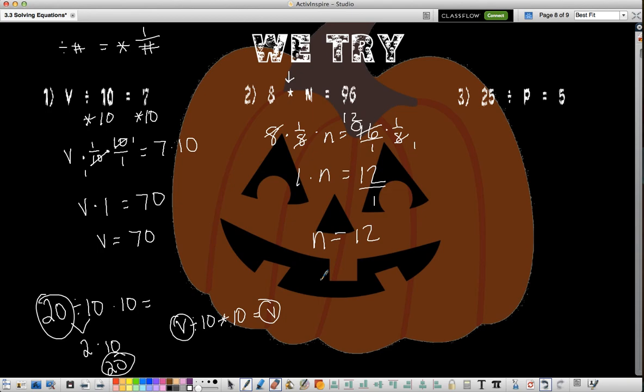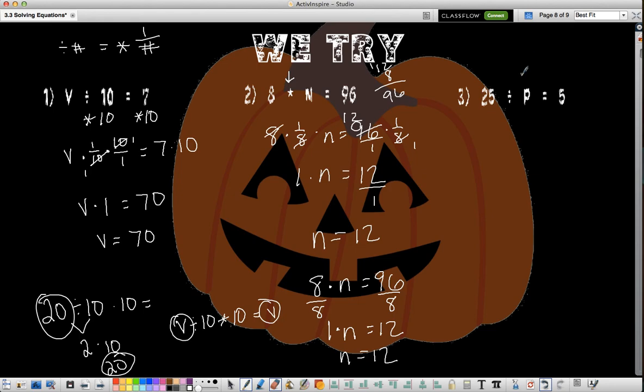Or I can say that I could do 8 times n equals 96, and I can divide both sides by 8, because dividing by 8 undoes multiplying by 8, and I still end up with 1 times n equals 12, and n would still equal 12. Again, put the number back into the equation to make sure that it works, and if you go back and check, 8 times 12 gives you 96.